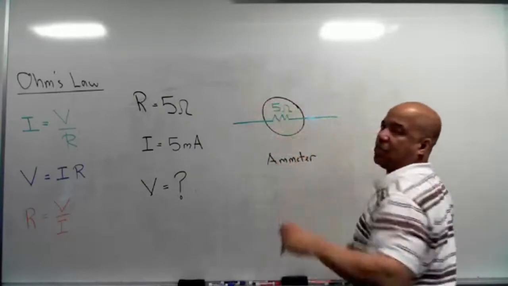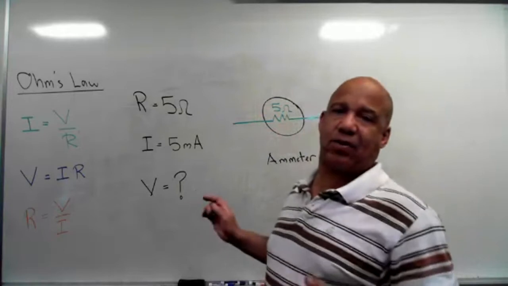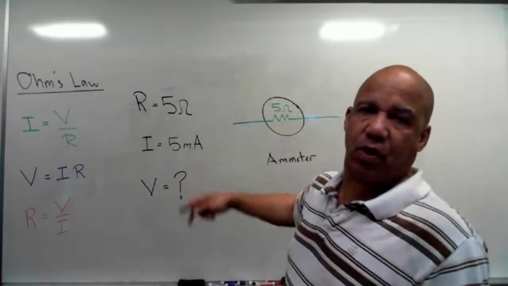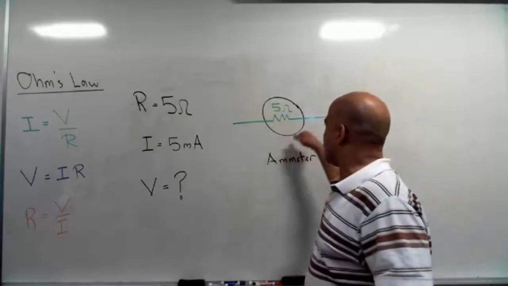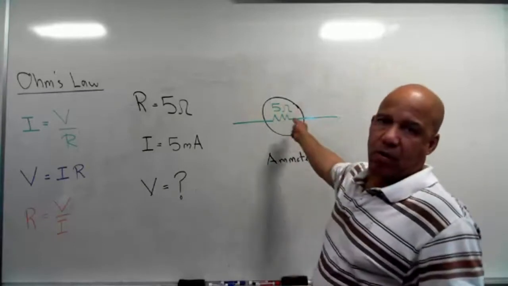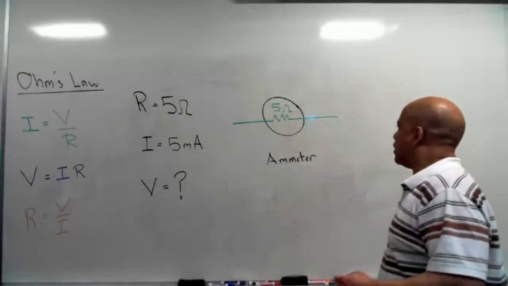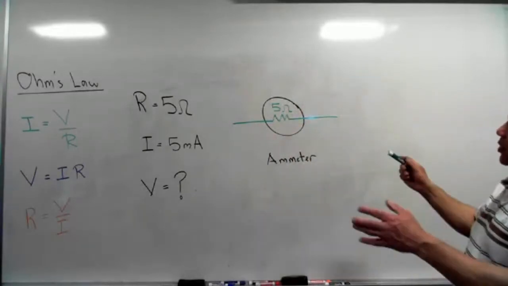Now when I'm showing this symbol for a meter, this is not a standard symbol. This is just the way I do it. I'm not even sure that there's a standard way to draw a meter. Typically they'll just draw a circle and label it ammeter or voltmeter, ohm meter, or they'll draw a square to represent a meter.